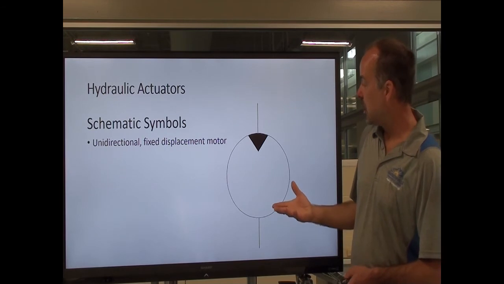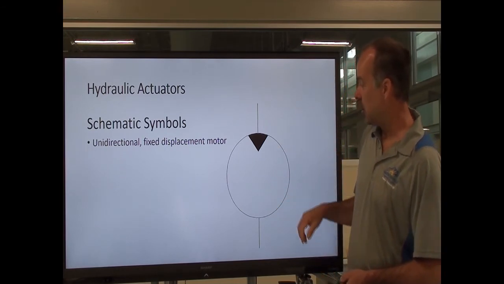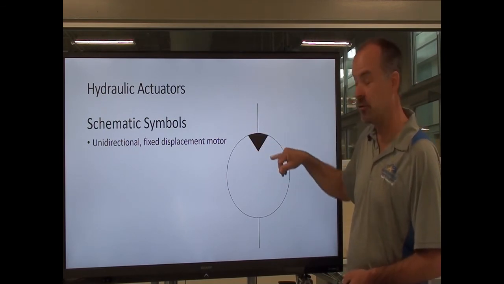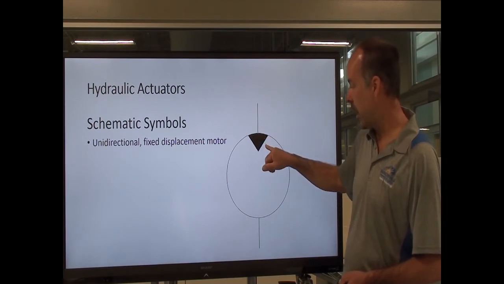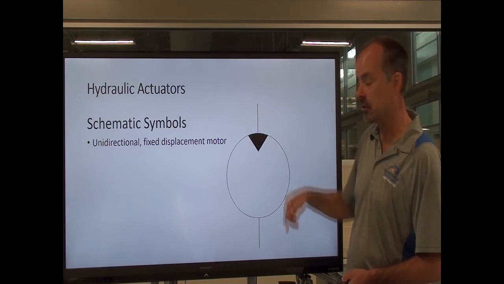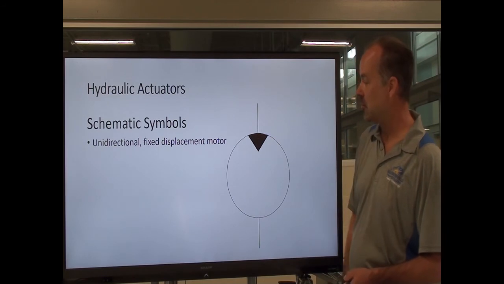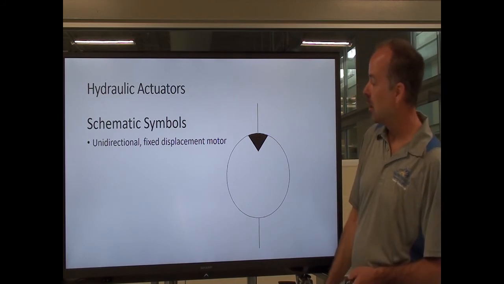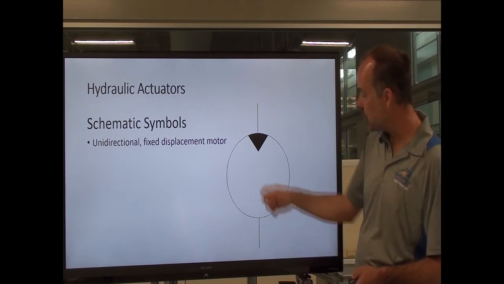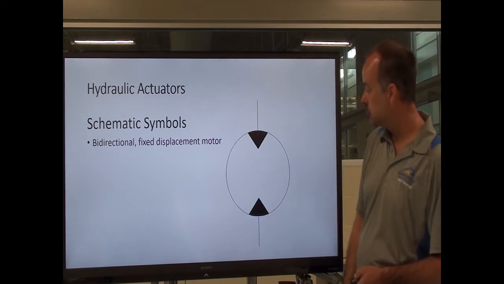So motors, this is a schematic symbol for a hydraulic motor. And what makes this a schematic symbol for a hydraulic motor is the arrow is pointing in. If you remember on pumps, the arrow pointed outward. So on a motor, the arrow points inward, and since this arrow is colored in, that tells me that it's hydraulic. It's unidirectional, it's fixed displacement, because there's only one arrow on the inside here, and there's no diagonal arrow.